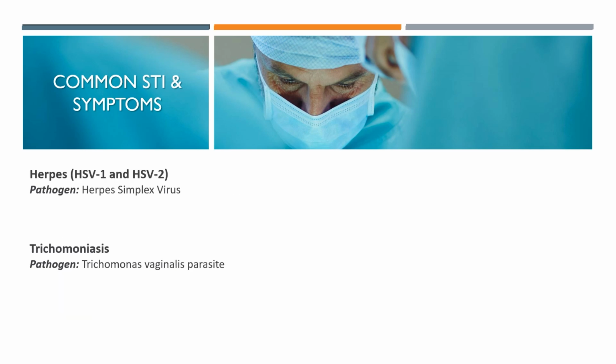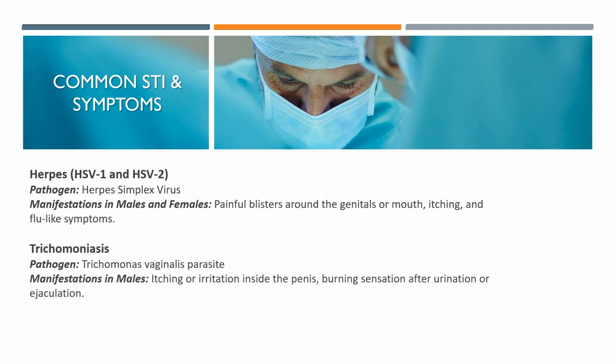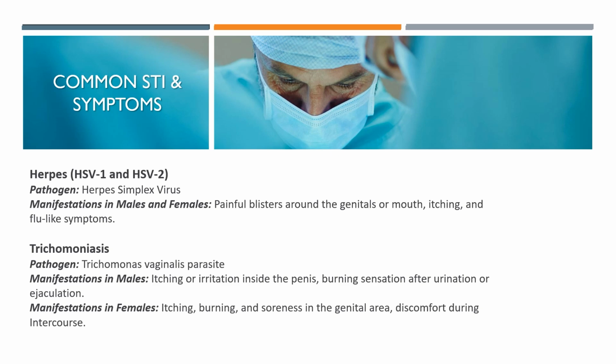Herpes, herpes simplex virus 1 and 2, in males and females is often seen as painful blisters of the genitalia, mouth, itching, and flu-like symptoms. Trichomoniasis manifests in males as itching or irritation inside the penis, burning sensation after urination or ejaculation, and in females it manifests as itching, burning, or soreness in the genital area, as well as discomfort during intercourse.